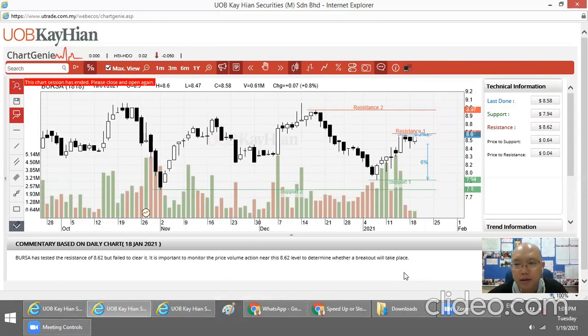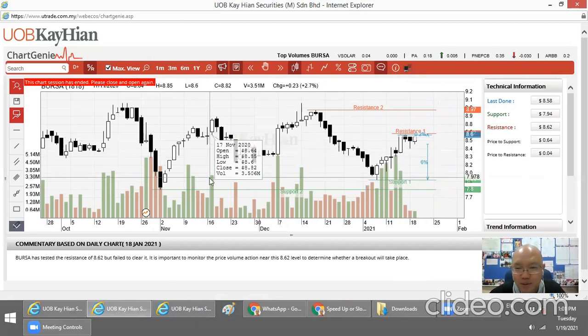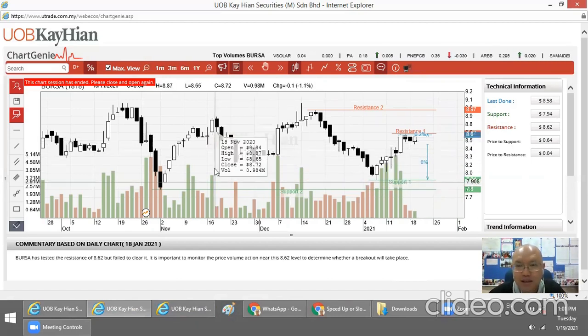Okay, let's come back to this Bursa Malaysia. So currently it's traded at what price? 8 ringgit and 58 cents. And then the resistance is how much? 862. So common sense will tell you, if you buy at 858 today, there is a chance for you to see, it even shows you the percentage that it will go down, around 6%.